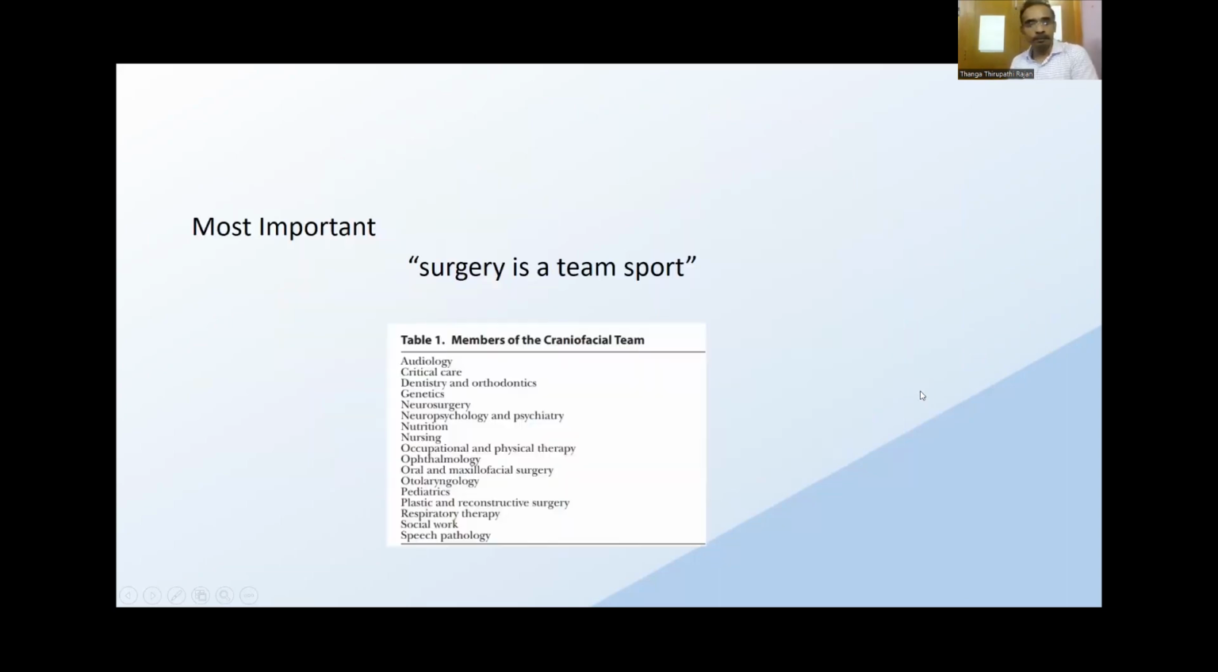So the most important thing I learned is surgery is a team sport. So this is what the craniofacial team in that paper comprised of. So we almost had, I think, 7 or 8 of them in the list. We didn't have everybody, but we were able to manage with that.